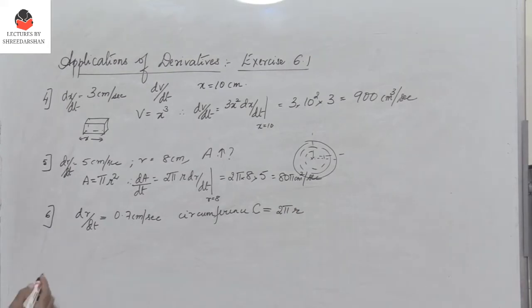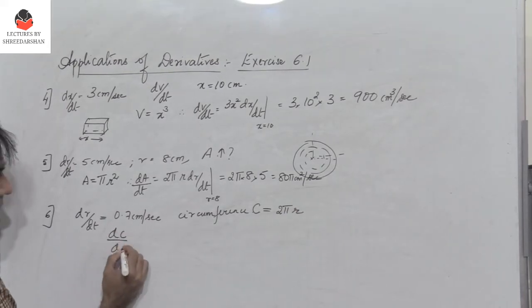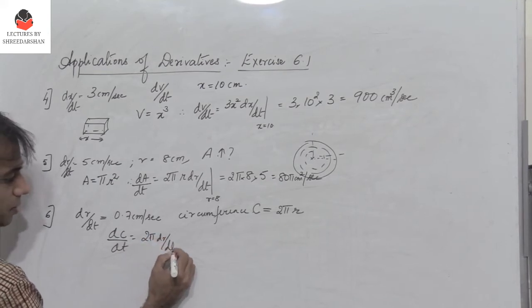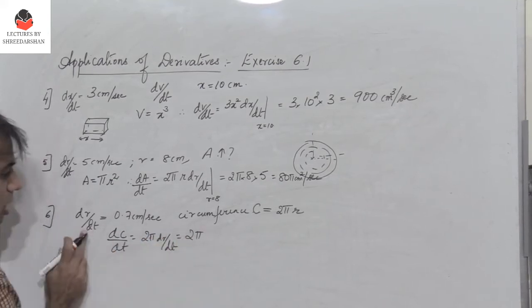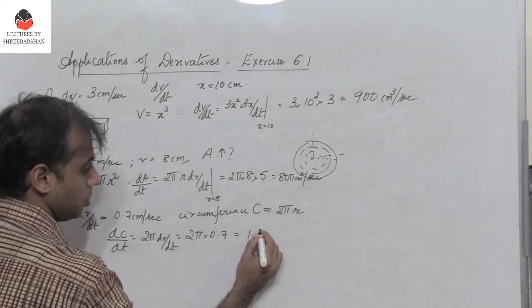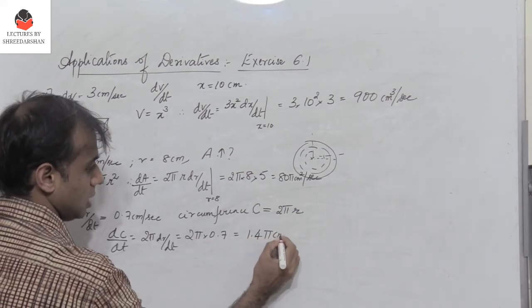Okay, so I basically need to find dC/dt, which is equal to 2π dr/dt. So it is 2π, and dr/dt is given, which is 0.7. So this becomes 1.4π centimeter per second.